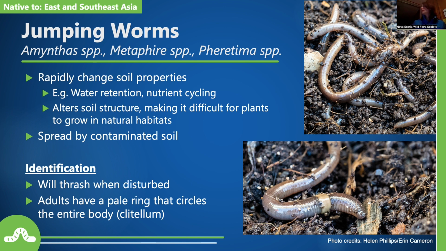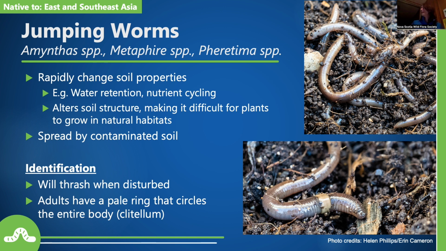So in terms of identification, it will thrash around when disturbed. It's where it gets its name from. And some other features, the adults have a pale ring that encircles the entire body. With other species of earthworm, you typically don't see that full circle.